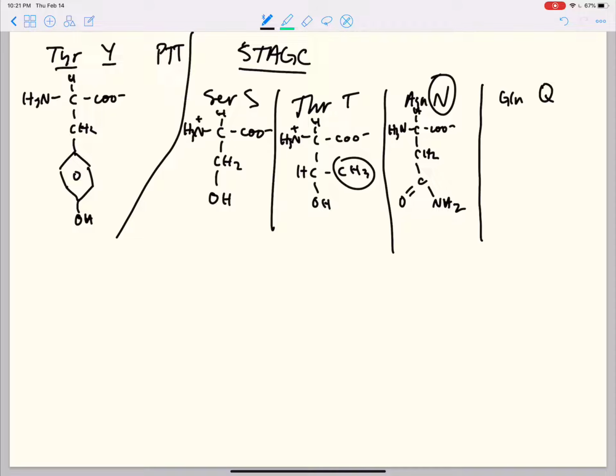So from here, same backbone, hydrogen, going to have a CH2, we're going to have another CH2 in line, then we're going to have a carbon, double bond oxygen, bond NH2. So from serine to threonine, we added another methyl group, and from asparagine to glutamine, we added another ethyl group. Okay? Next is cysteine.